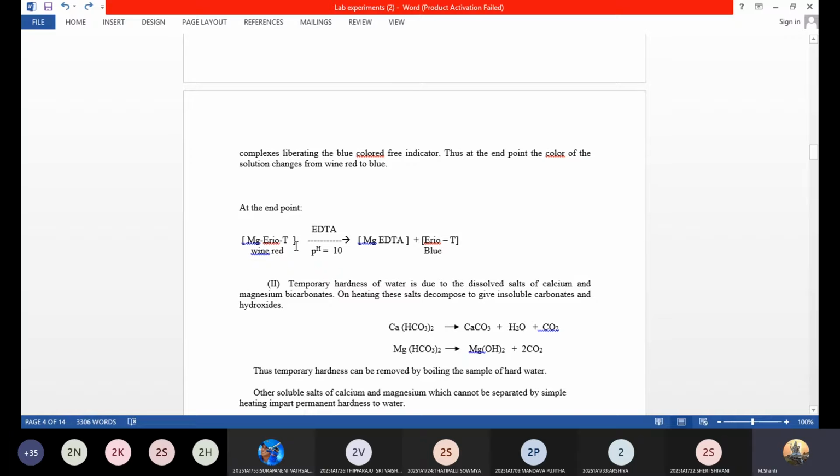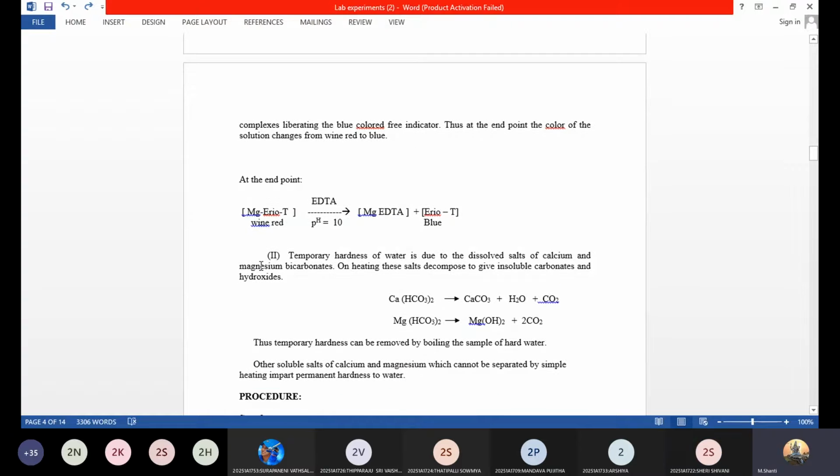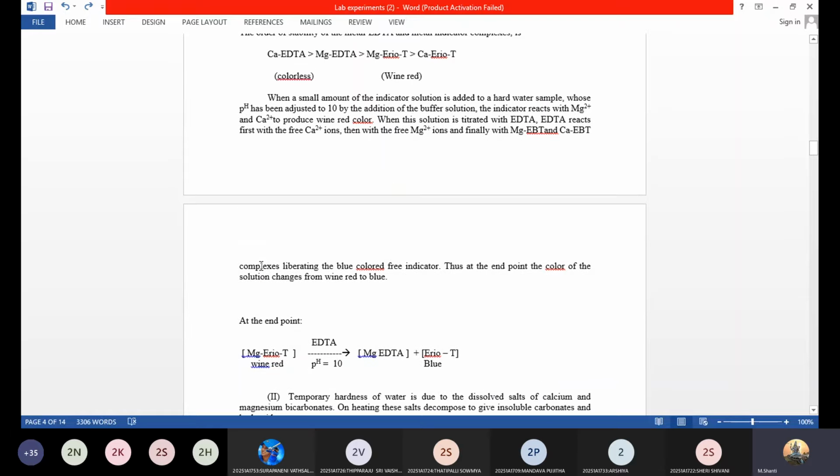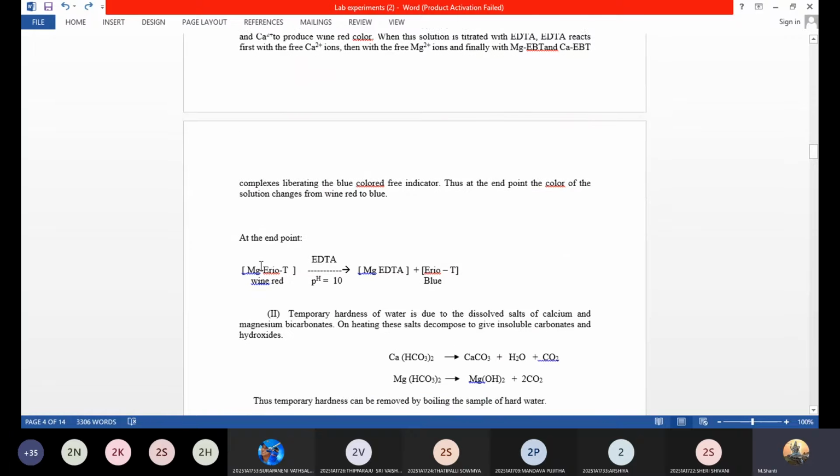Okay. Now, if you take a hard water sample, which actually contains your hardness causing salts, let us imagine a magnesium salt. Okay, magnesium salt. Yeah, any problem? I heard somebody talking. Is everything fine?